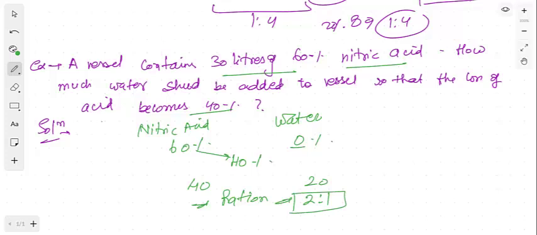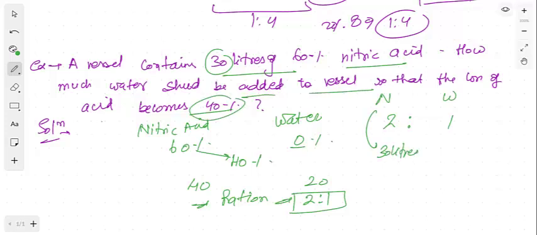Now what is asked: 30 liters of nitric acid is given, and the ratio is 2 is to 1, nitric acid is to water. So nitric acid is 30 liters. How much water should be added to the vessel to make the concentration 40%? Whatever value you write here must keep the ratio 2 is to 1. So simply, 15 you have to write, because 30 is to 15 forms 2 is to 1; 15 into 2 is 30. This is how you can find the answers for such questions.